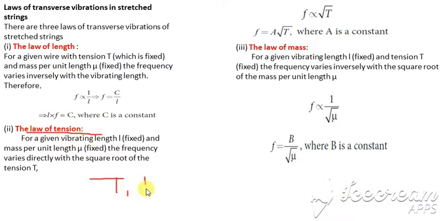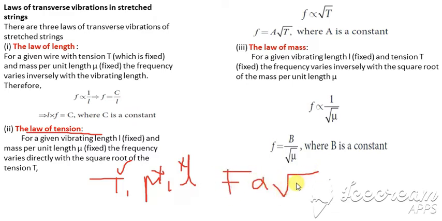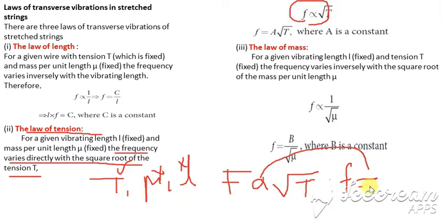Next we take the law of tension. Here we consider only tension, so mass per unit length is constant. Then F is proportional to the square root of tension, so frequency varies directly with the square root of tension. To remove the proportionality we introduce a constant A, so F is A into root T. In the previous law the constant was C, here the constant is A. Yes, clear?